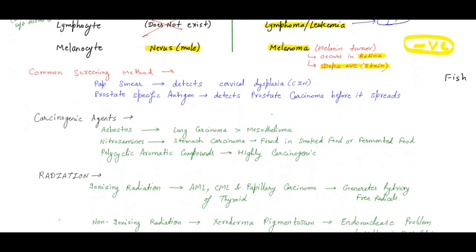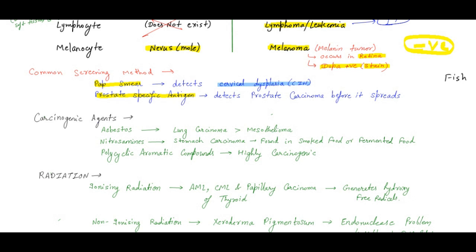Then there are common screening methods for some tumors. Remember, the common screening methods are the pap smear and prostate specific antigen. Pap smear, what does it do? It detects cervical dysplasia, or CIN, or we can say simply cervical cancer.